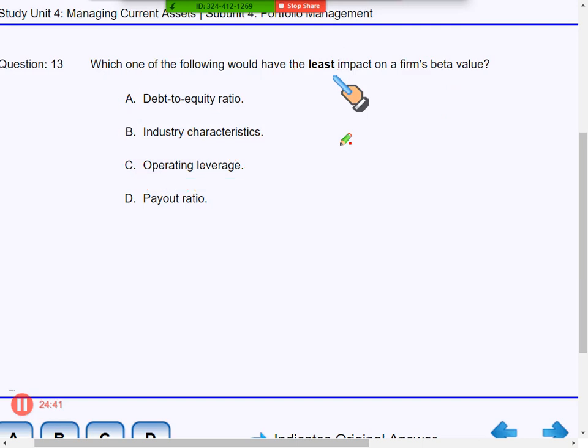But look at option D. Faisal, you're right. Payout ratio. Payout ratio means if the company earns 100, out of which the company has paid 60 as dividends, we can say the payout ratio is 60%.